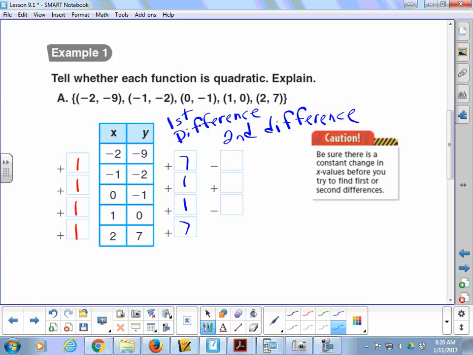So I'm going to go backwards here. 7 minus 1 is 6. All right, so we have a positive 6 there. 1 minus 1 is 0. All right, and 1 minus 7 is -6. Well, those are not the same, are they? Okay, so this is not a quadratic.